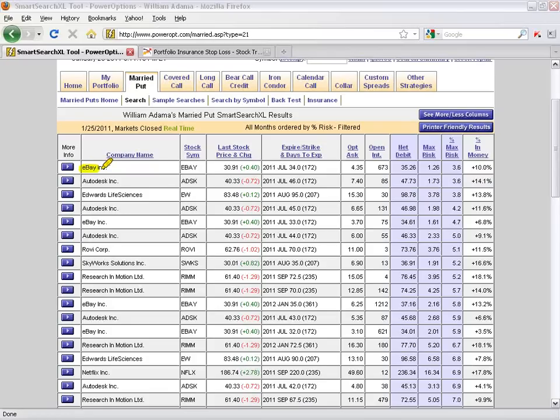When we first open the search tool in the Married Put menu, you're going to have just the basic listing of the general data that you would need to review the position. You start off with the company name. Our first result here is eBay, our stock symbol, our current price and change today, the option specifics.